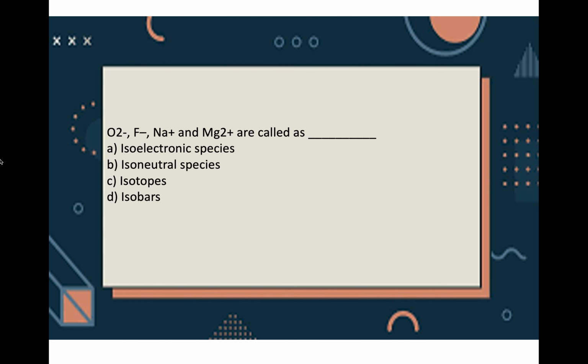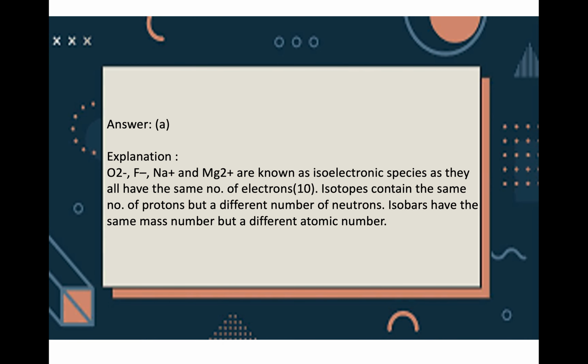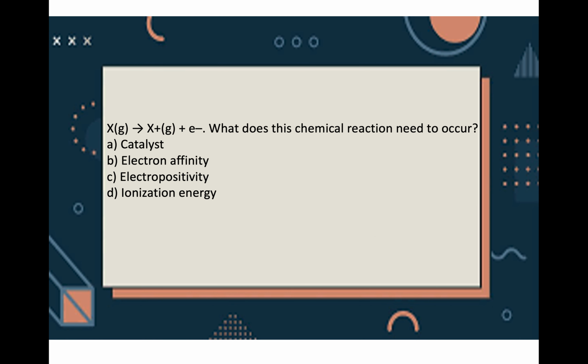The next question is: O2 minus, F minus, Na plus and Mg2 plus are all called isoelectronic species, isoneutral species, isotopes or isobars? The correct answer is option A, isoelectronic species. These are known as isoelectronic species because they all have the same number of electrons, 10. What are isotopes? They contain the same number of protons but different number of neutrons. Isobars have the same mass number but different atomic number, that is, the number of electrons is different.